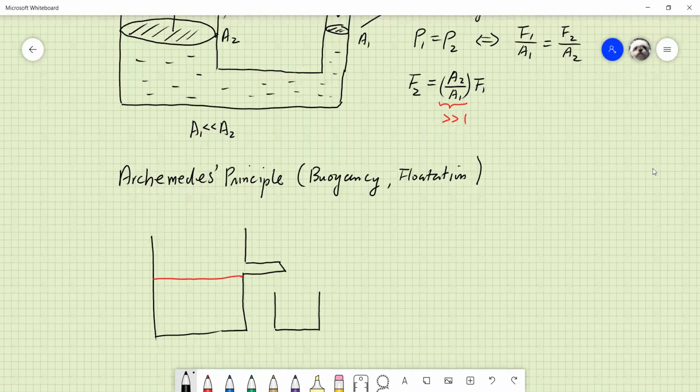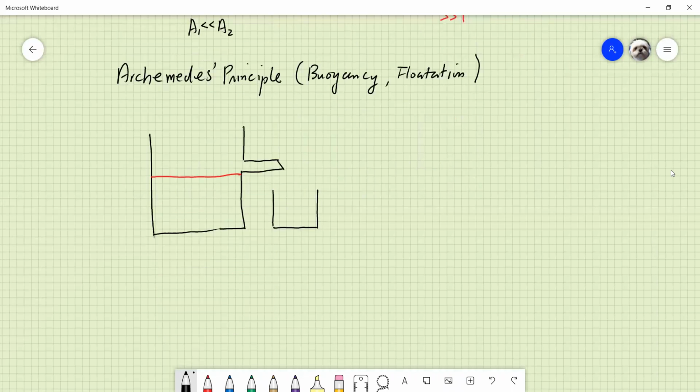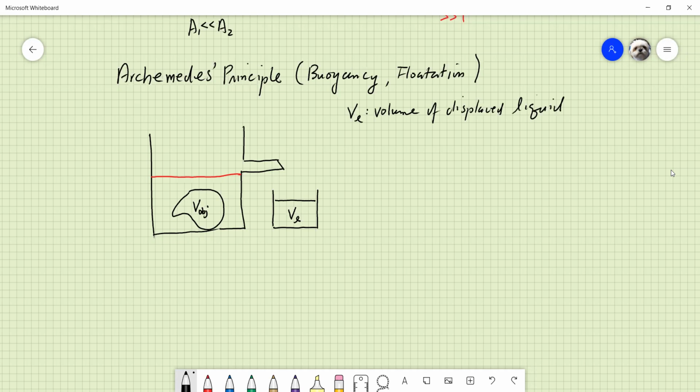Now, what I'm going to do is submerge an object inside. Then what happens? Then you have the displaced liquid overflow. The displaced liquid will spill to here. Now, this volume of the liquid you can measure, what we call VL. So VL will be the volume of displaced liquid, and VOBJ will be the volume of the object.